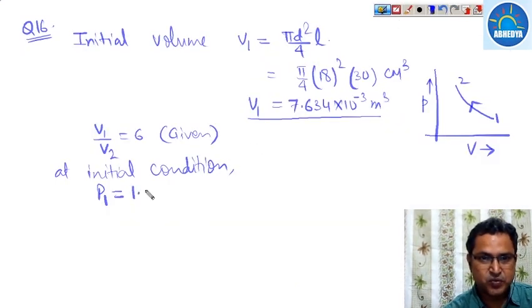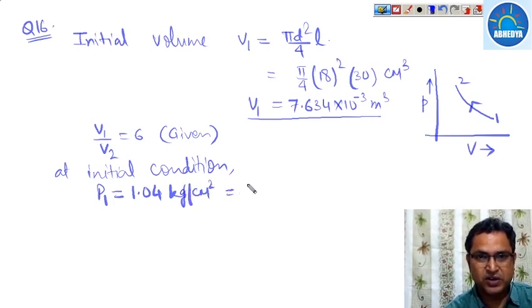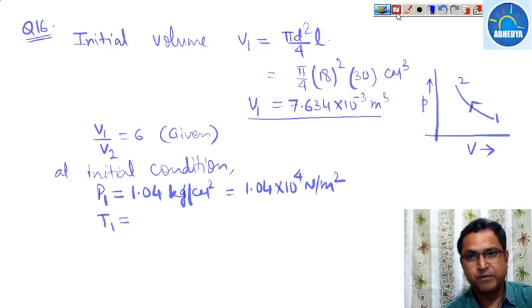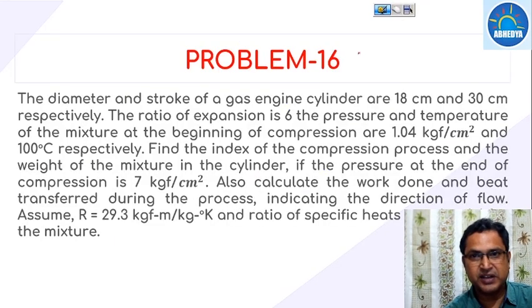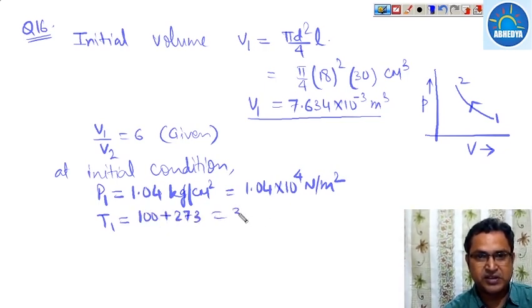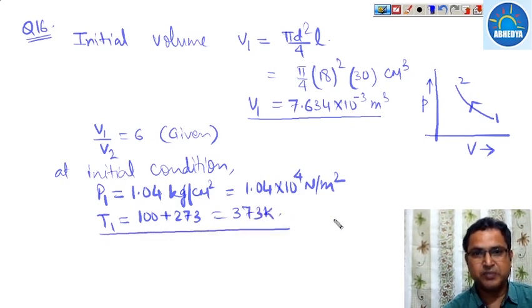So pressure is 1.04 kilogram force per centimeter square, or it is 1.04 into 10 raised to the power 4 Newton per meter square. What is the temperature? The initial temperature is 100 degrees centigrade, that is 100 plus 273, that is 373 Kelvin. This is the initial pressure and temperature.